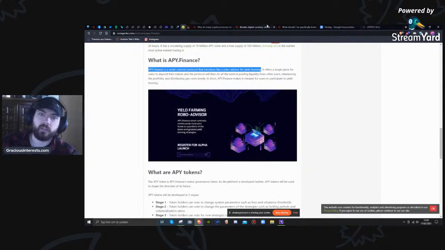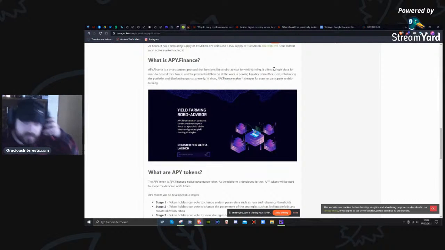And it continues with: it offers a single place for users to deposit their tokens, and the protocol will then do all the work including liquidity. One second.